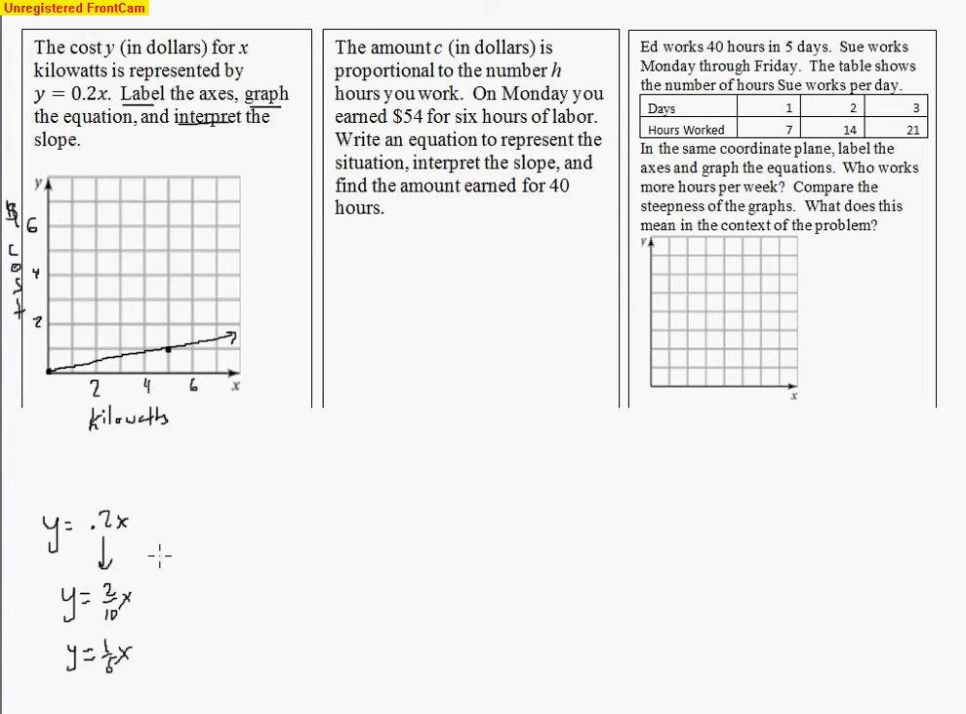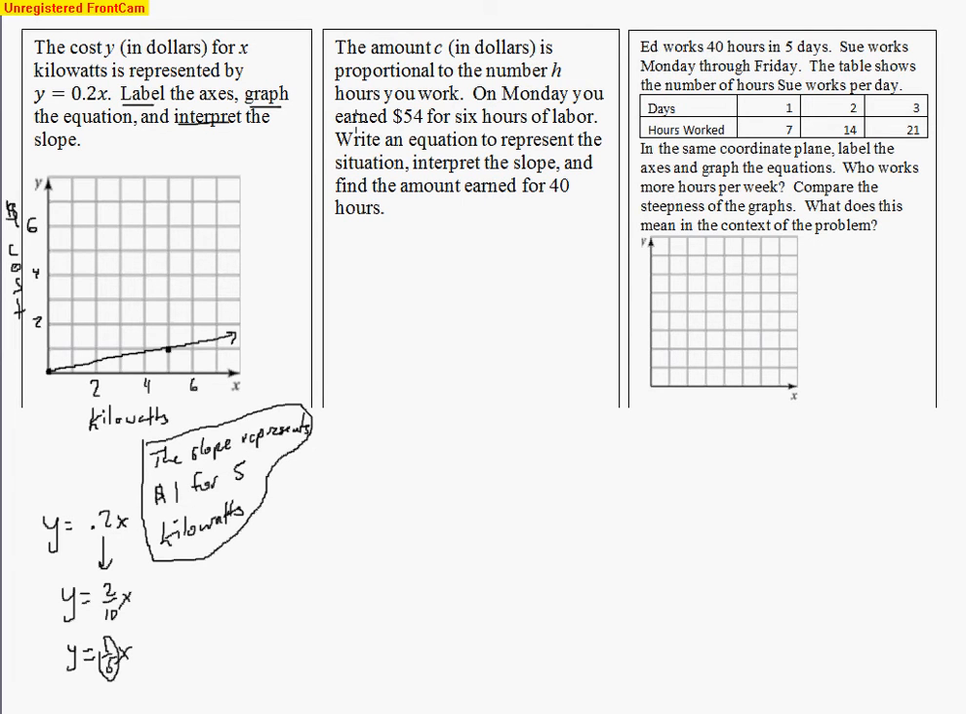And so interpreting the slope is looking at this portion of it right here and telling me what the 1 represents, the 5. Well, the 1 represents the rise, so that's the cost. So I would say the slope represents $1. Again, it was 1/5, so $1 for 5 kilowatts. And that would be an interpretation. So you're looking at the numerator and denominator and telling me what that is with respect to the y and x axis.